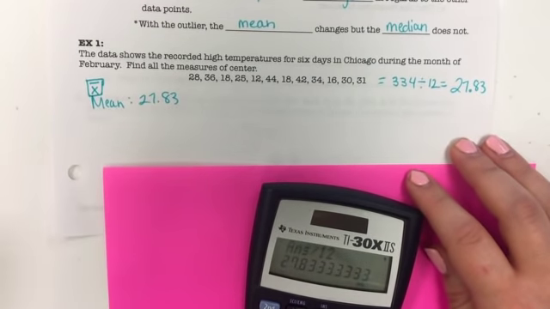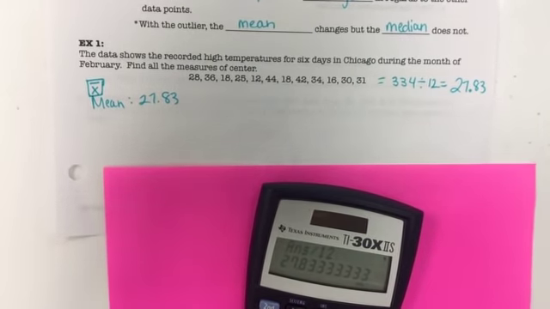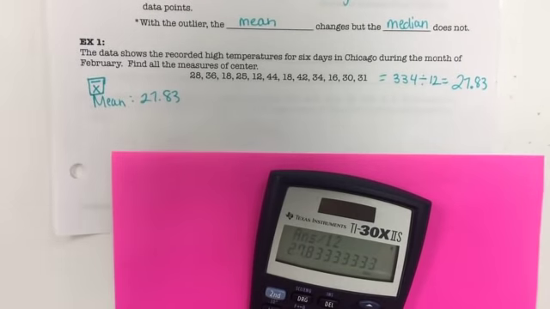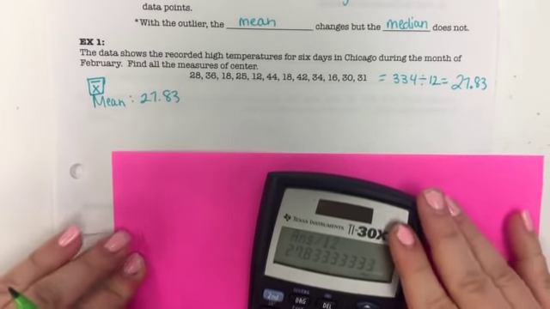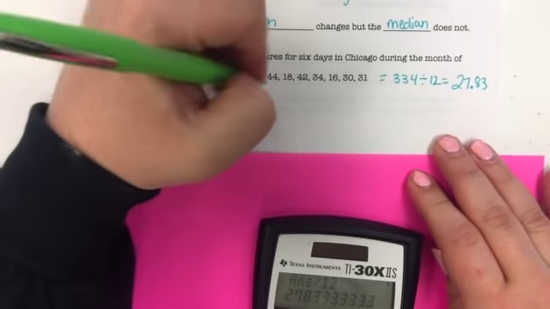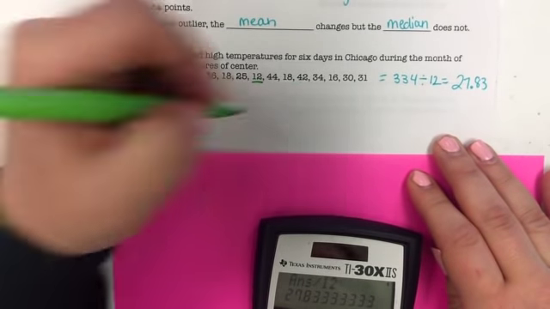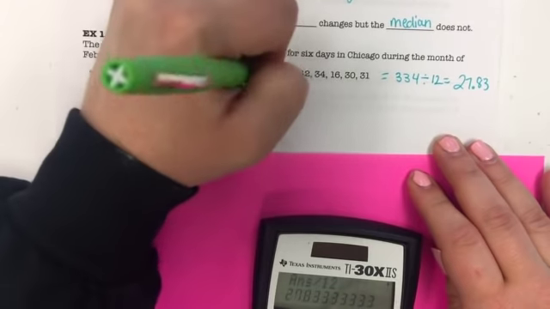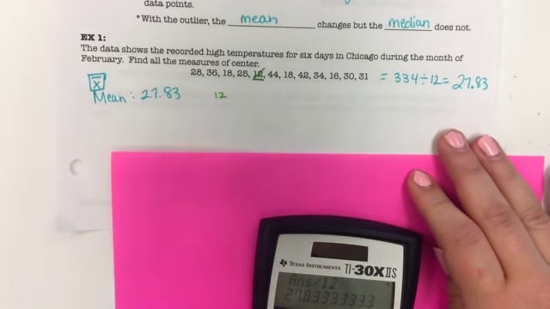Next, we're going to find the median. Now, in order to find the median, we actually need to put all of these numbers in numerical order, which, depending on your data set, can be a little bit of a tedious task. So what I like to do is find the smallest number, which is 12. We'll start with that, and then we'll cross that number out.